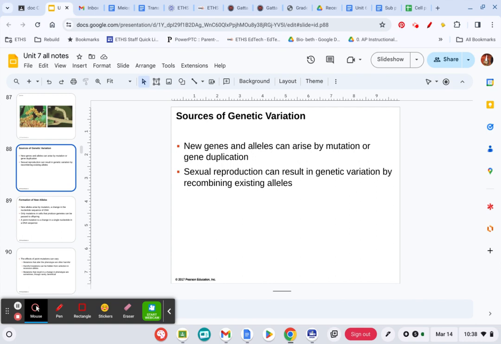So a source of genetic variation, some of it is sexual reproduction. We talked about in meiosis, we talked about crossing over, we talked about independent assortment, about random fertilization. Those are all things that create variation. And just with crossing over alone, it was in the billions, the different combinations that you can have when you look at crossing over and independent assortment, and you look at random fertilization. So lots and lots of variation from that. You can also get it from mutation and from gene duplication.